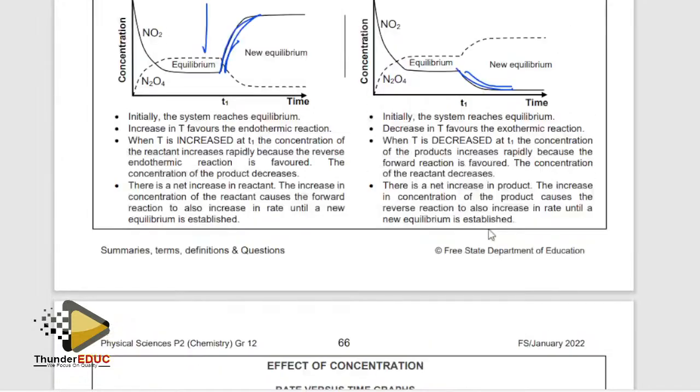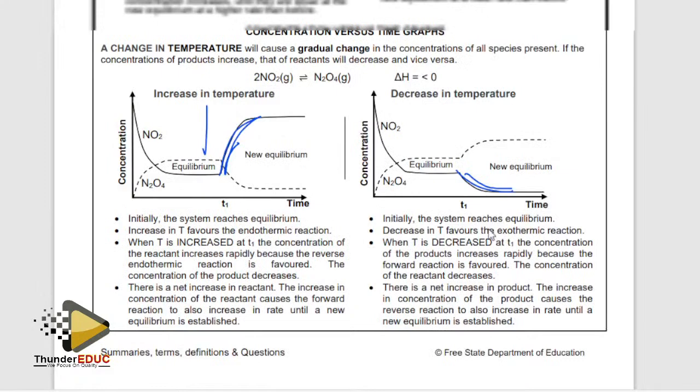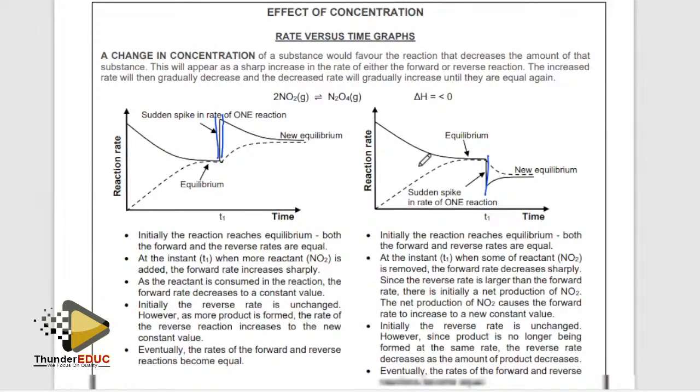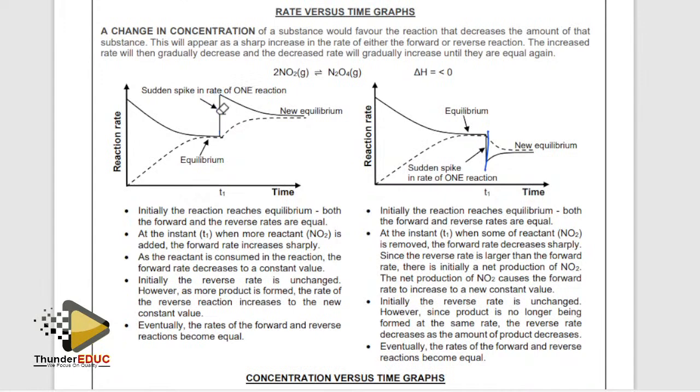Can I repeat that? For the case of temperature, how do I know that this graph is for temperature change or it is for concentration? For temperature, the graph changes gradually. It has that gradual bend, while for concentration, it is sharp. When you add the concentration, it is automatically sharp.